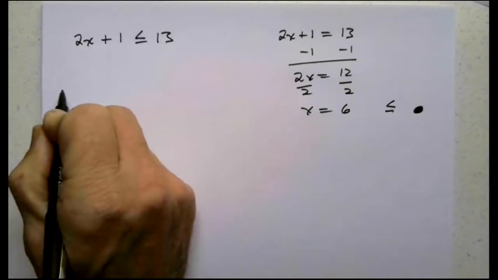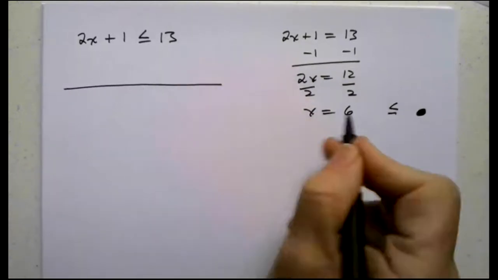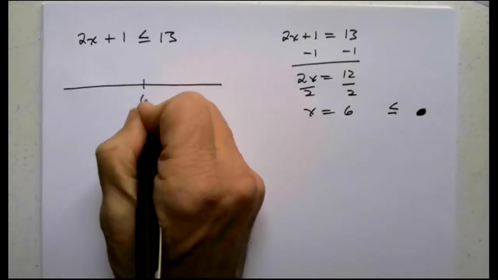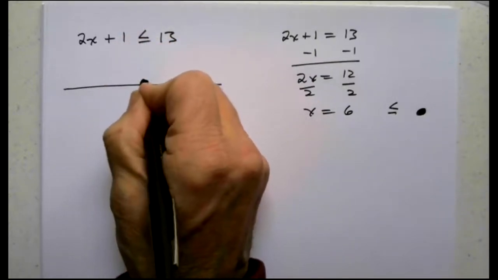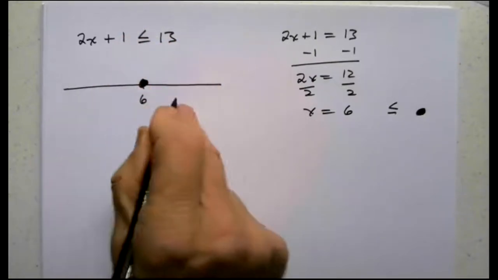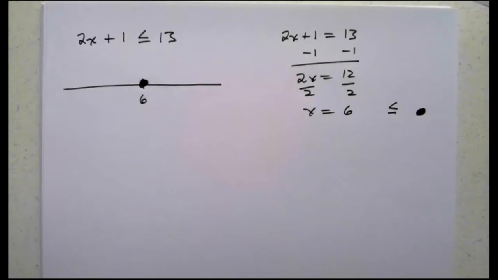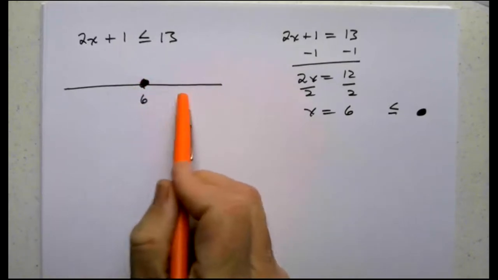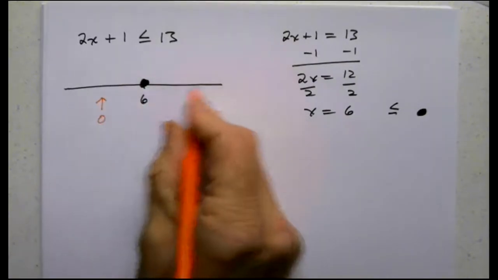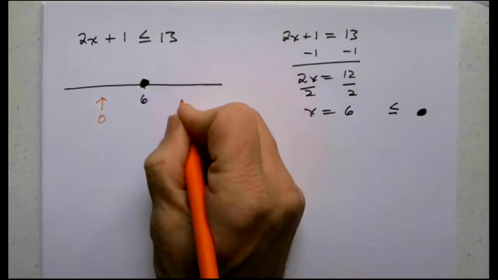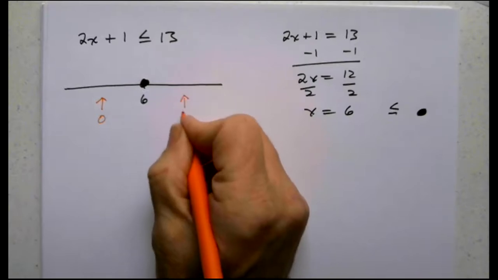So I lay out a number line. 6 is what I call my cut point. It is a solid dot because it is less than or equal to, and I'm going to test numbers in each interval to the left of 6 and to the right of 6. And I always try to plug in 0 first. So where is 0? Is 0 to the right of 6, 7, 8, 9? No. 0 is to the left. Then I pick any number I want to the right of 6. Could be 7, 8, 9, 10, whatever.